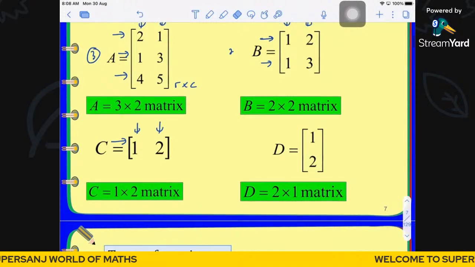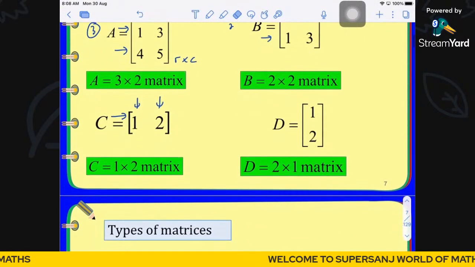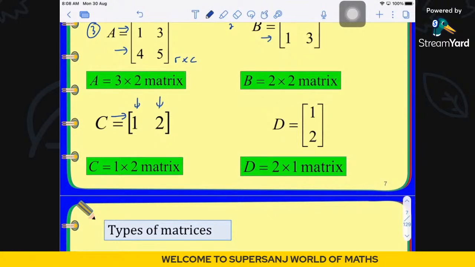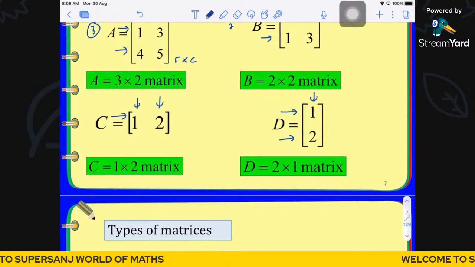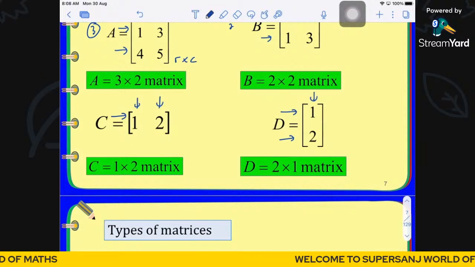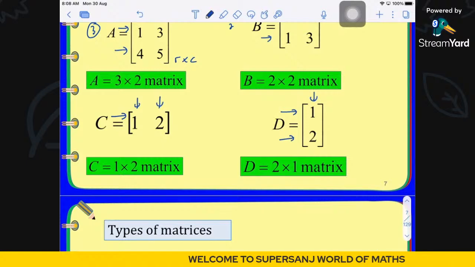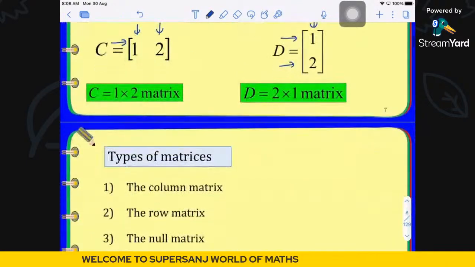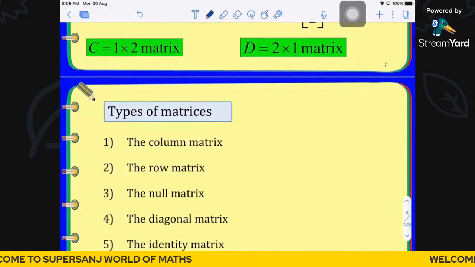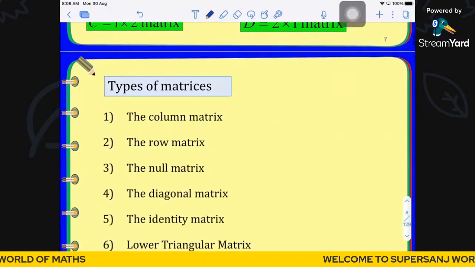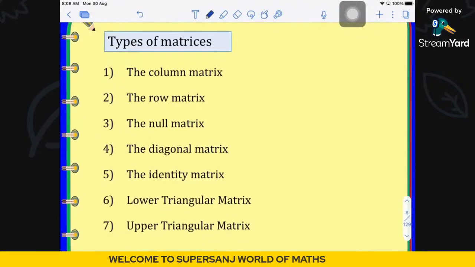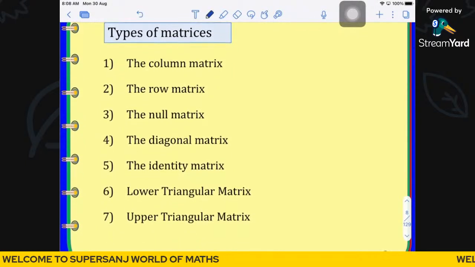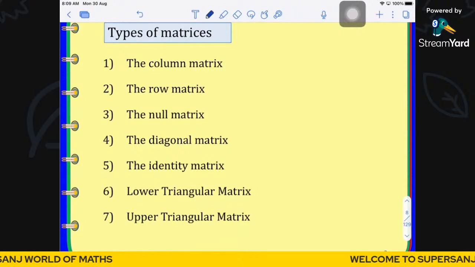And D there, the last one, we can see that this is going to be 2 rows, 1 column. So 2 by 1. It's easy. It's not a very heavy lesson today. This morning is quite an easy lesson. Then we have all these types of matrices over here: the column matrix, the row matrix, the null matrix, the diagonal matrix, the identity matrix, and the lower triangular matrix, including the upper triangular matrix. All these matrices will definitely play a role.